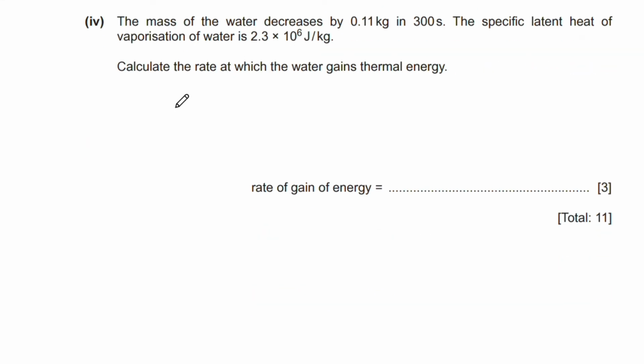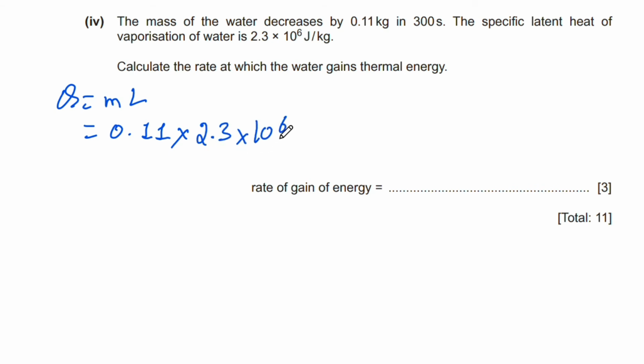The mass of the water decreases by 0.11 kg in 300 seconds. The specific latent heat of vaporization of water is 2.3 × 10⁶ joules per kg. Calculate the rate at which the water gains thermal energy. We have to find the rate of gain of energy. We know that the total heat Q is equal to m into L, where m is the mass and L is the latent heat of vaporization. So mass is 0.11 and latent heat is 2.3 × 10⁶. So basically that is 253,000 joules. So this is the amount of energy which is released in 300 seconds.